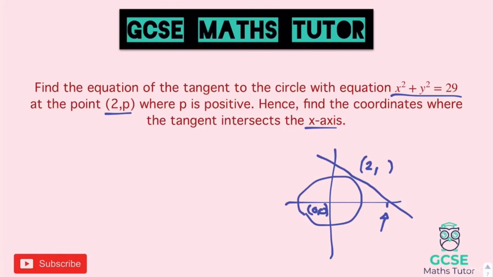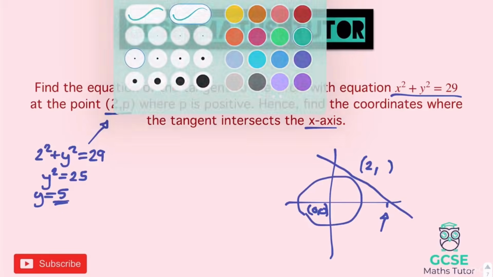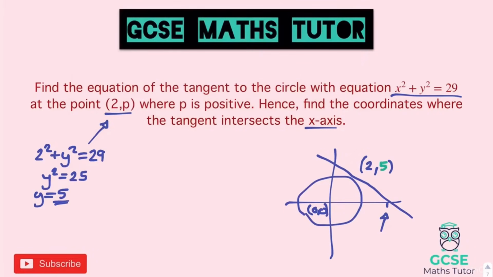Right, so let's have a think. We've got to get our y coordinate here. So if we sub that in, we get 2 squared plus p squared, or y squared, and that has to equal 29. 2 squared is 4, so if we take that away from both sides, we get y squared equals 25. The square root of 25 is positive or negative 5, but we know it has to be positive, so y has to equal 5. So let's stick 5 into our coordinate there.